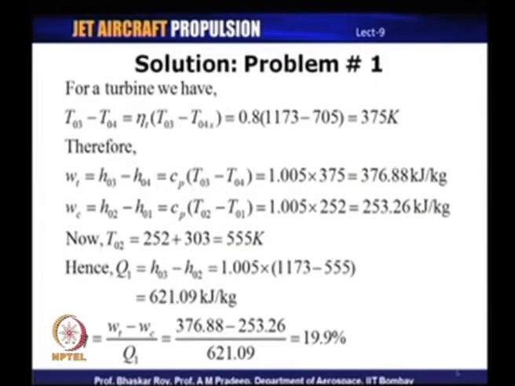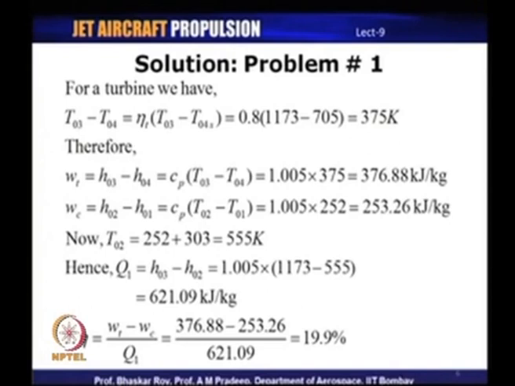Similarly, for the turbine, turbine efficiency is (T03 minus T04) divided by (T03 minus T04S). Therefore, T03 minus T04, the actual temperature difference of the turbine, would be equal to efficiency times the isentropic temperature difference. So, that is equal to 0.8 multiplied by (1173 minus 705). This is 375 Kelvin. So, we now have the actual temperature difference for the compressor as well as for the turbine.